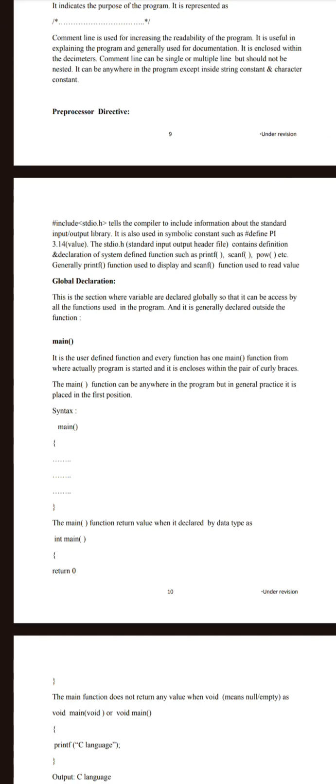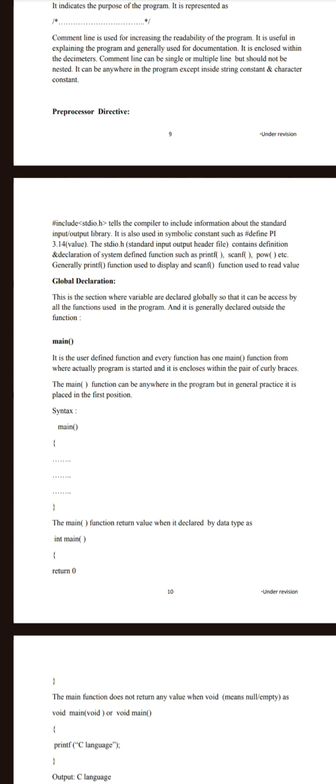Next one is the global declaration section, and in this section we declare global variables. Global variables are accessed by all the functions used in the program, and it should be declared outside. So global declaration section is used to declare global variables.